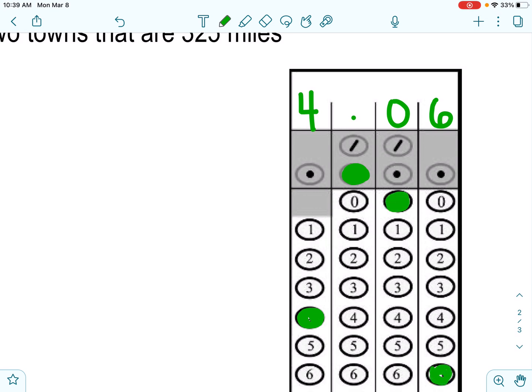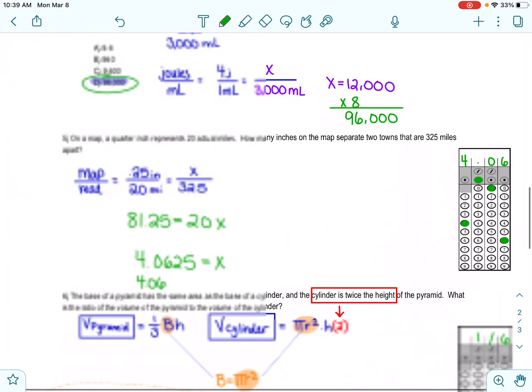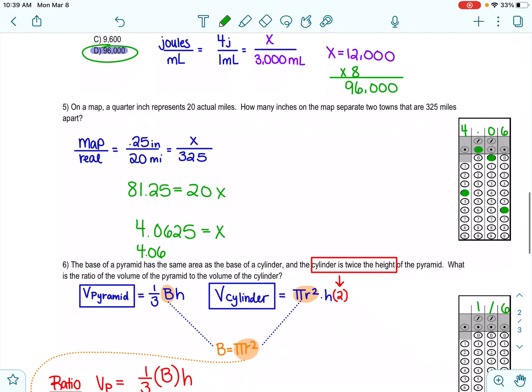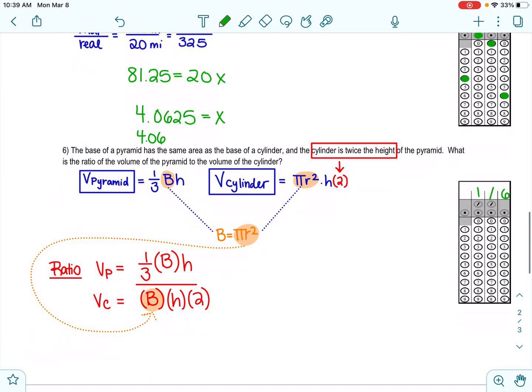All right, guys. We have one more, and this one's a complicated one, so save the best for last. So here's the deal. It says the base of a pyramid... I had to read this like 4 times, so you might come across a problem like this when you are taking the SAT. The base of a pyramid has the same area as the base of a cylinder, and the cylinder is twice the height of the pyramid. What is the ratio of the volume of the pyramid to the volume of the cylinder?